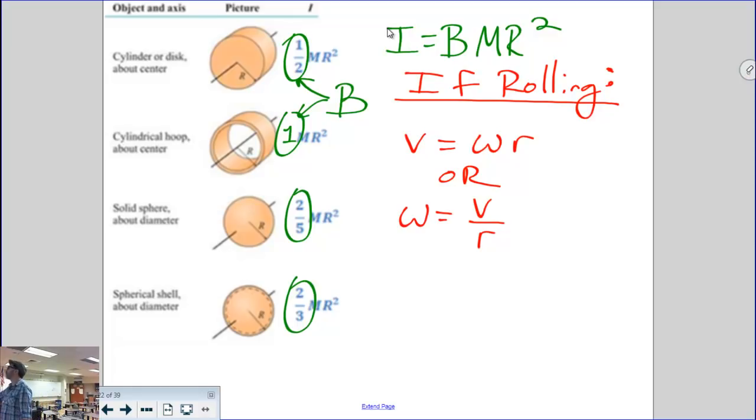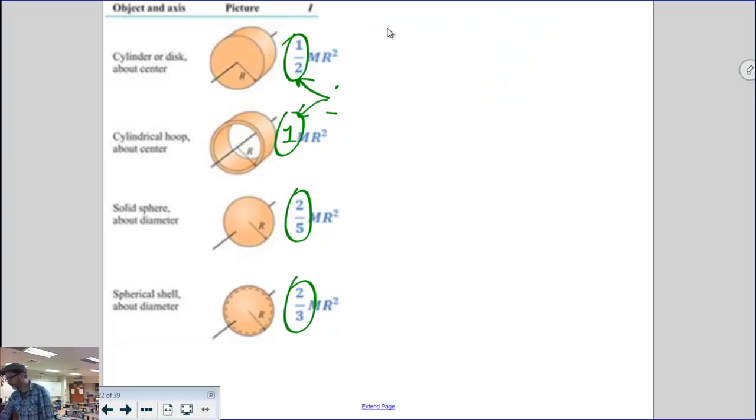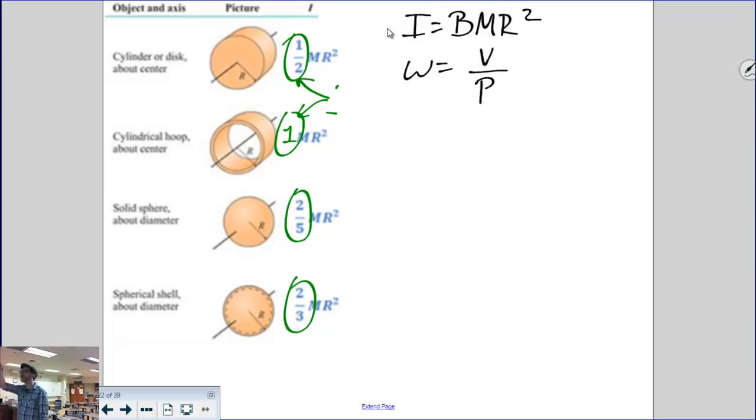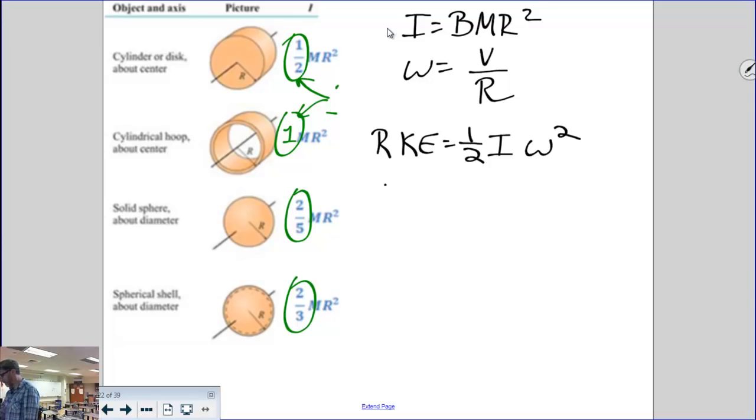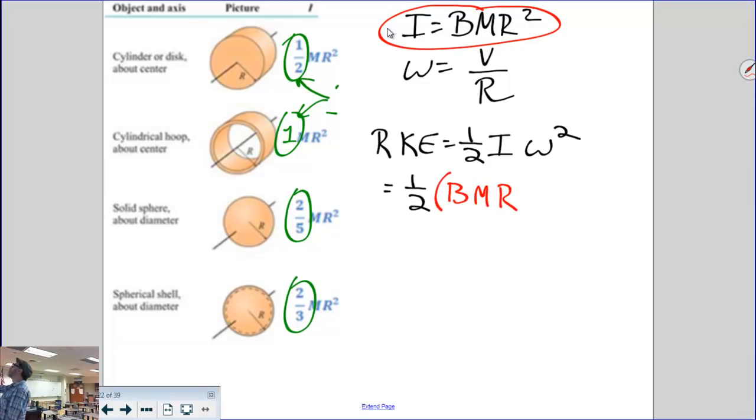I'm going to clear up some space on the board. So here's our object. It's rolling. So here are the things we know. We know that I is b times mr squared, and we know that omega is v over r. I'm going to use capital R there since these are all capital R's. Okay, so check it out. Rotational kinetic energy is 1/2 I times omega squared. So I'm just going to substitute in, okay? So we're going to get 1/2 times I times omega squared.